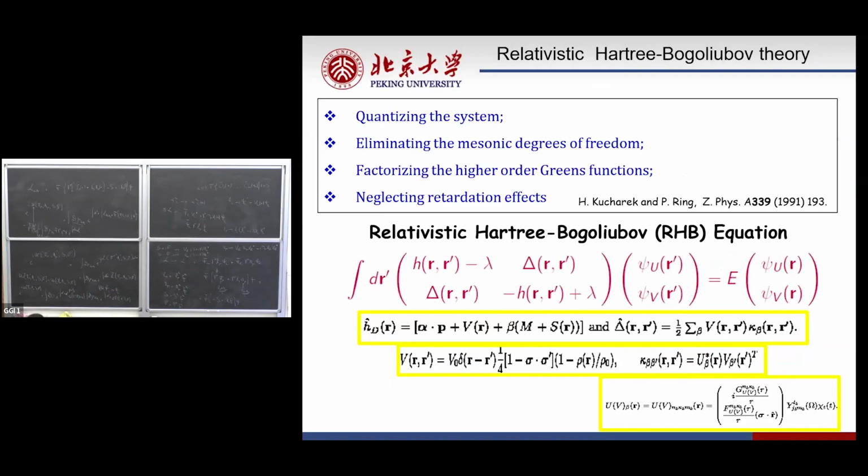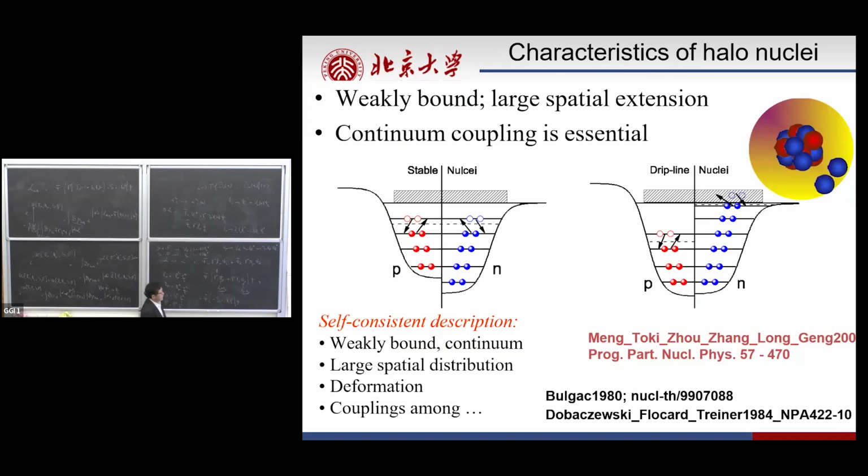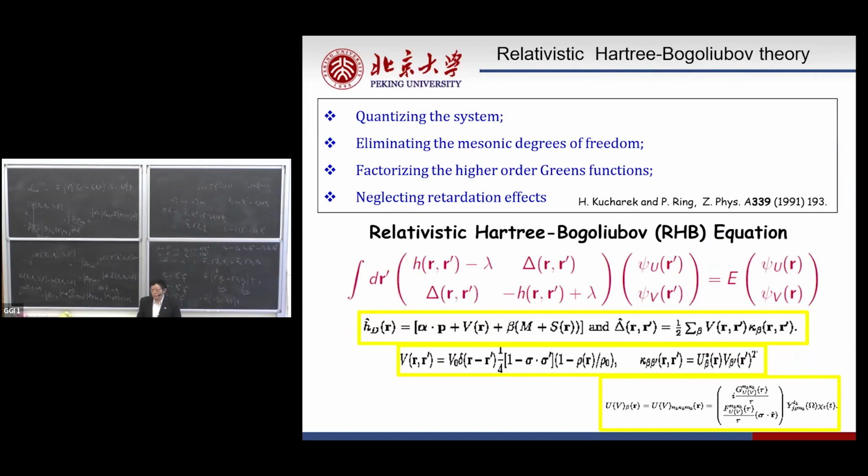So in order to do that, in order to couple the continuum and the bound states, one possible way is that we take into account the pairing correlation. And in order to take into account the continuum, we should solve the equation of motion in a large coordinate space. In such a way, the harmonic oscillator doesn't work. So we should have something such as coordinate space.